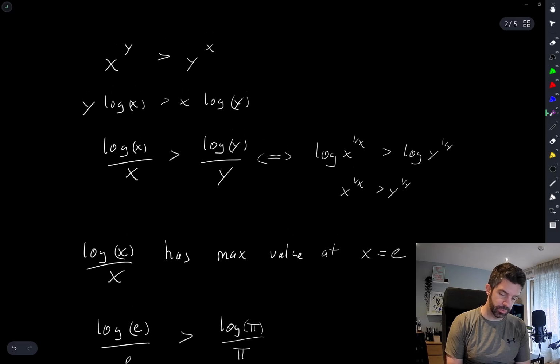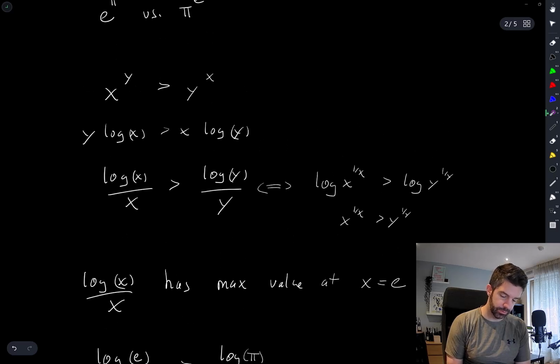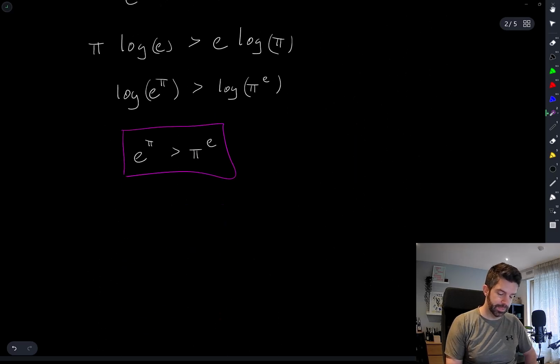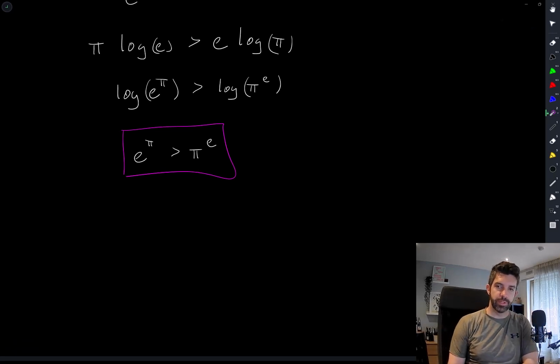So we could have used this idea: let x be equal to e and y be equal to pi. This thing is maximized when x is equal to e, right? We saw that before. So if I set x equal to e and y equal to pi here, we have a true statement. And then we just undo these steps to get back up to here. So more or less the same thing, just a different set of computations to get there.